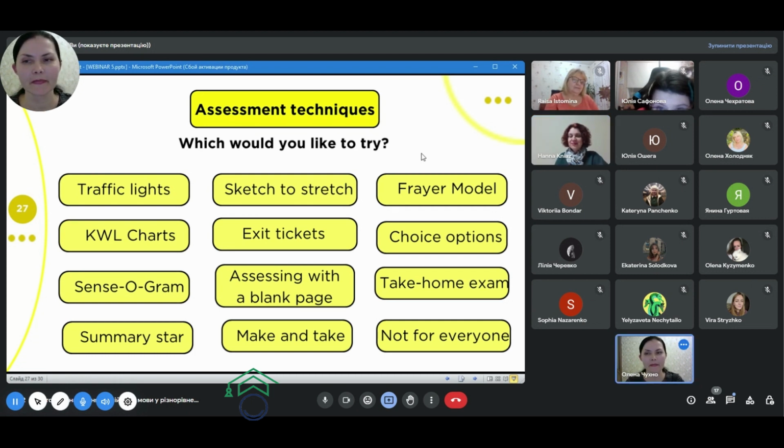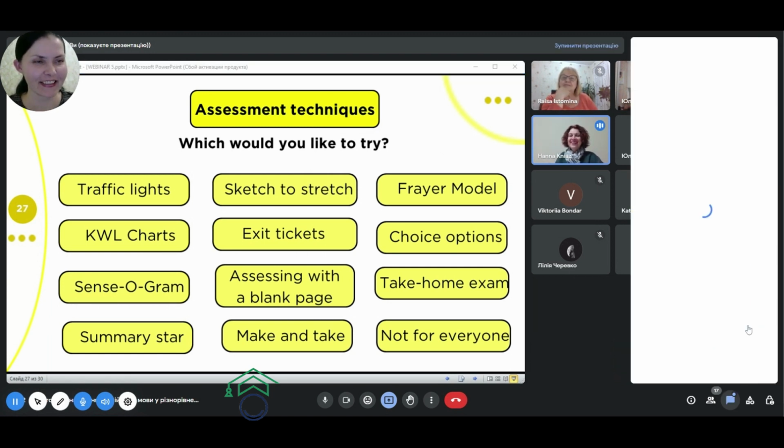Well, any other techniques that you would like to try? I would like to try more, but I would like to give the floor to other participants to share their opinion. Yes, I like even more than one.